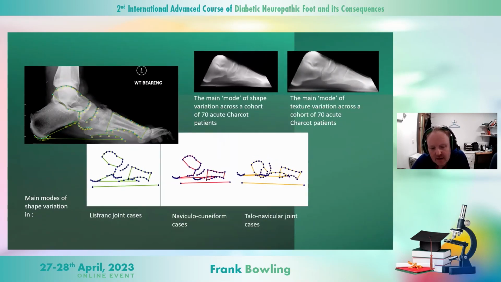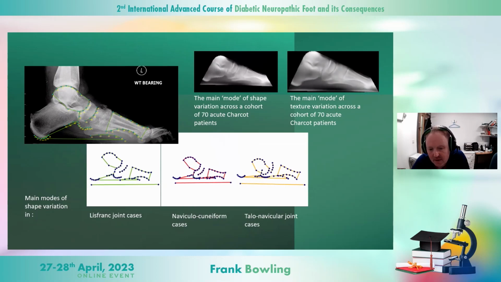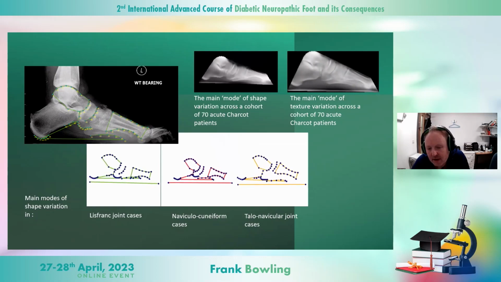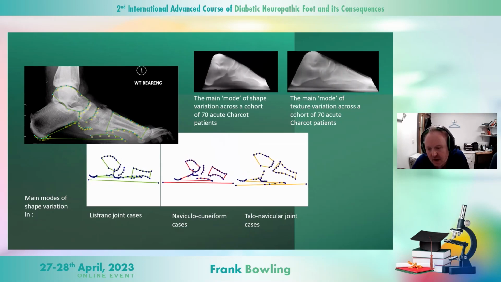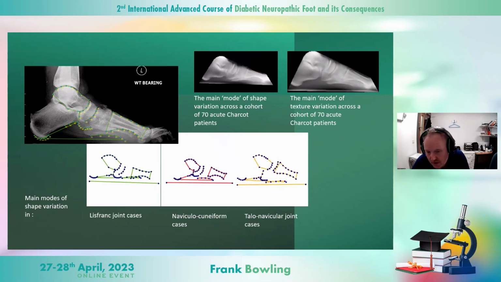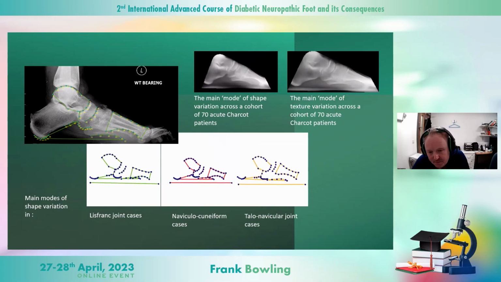So we looked at 3 specific joints within the midfoot. We excluded the ankle and the digital region. We looked at the Lisfranc joint, the navicular cuneiform joint, and the talonavicular joint. And what we're trying to predict here is, can we see any morphological shape occurring before a Charcot neuroosteoarthropathy occurs to such a degree it can be seen radiographically? Next slide.